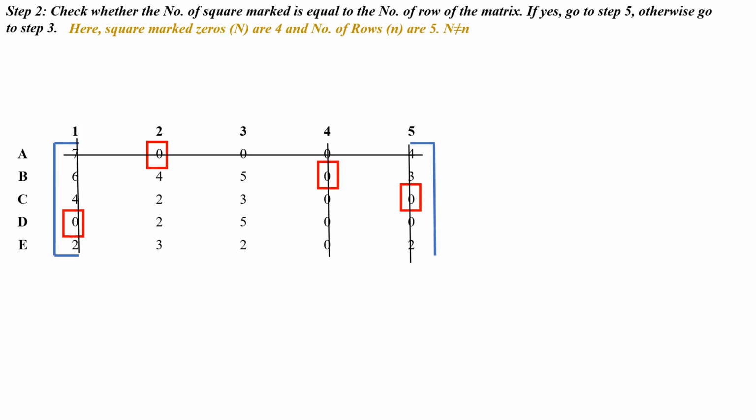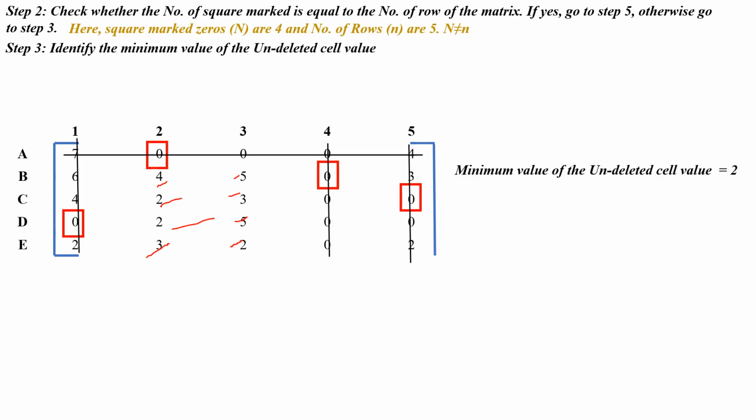Here, the square marked zeros are 4 and the number of rows is 5. Then the square marked zeros are not equal to the number of rows. Then we go for the third step. The third step is to identify the minimum value of the undeleted cell values. So these are all the undeleted cell values. Among these values, we identify the minimum value. So here, the minimum value of the undeleted cells is 2.